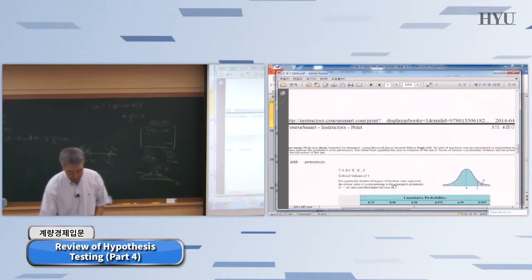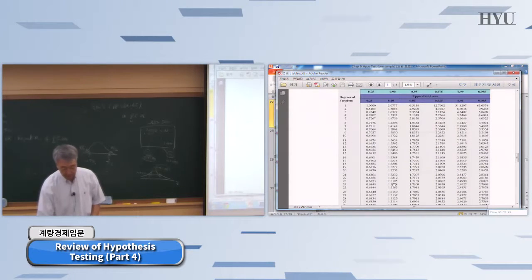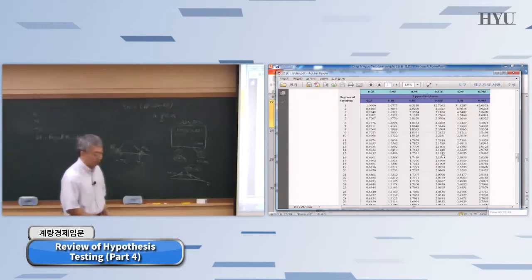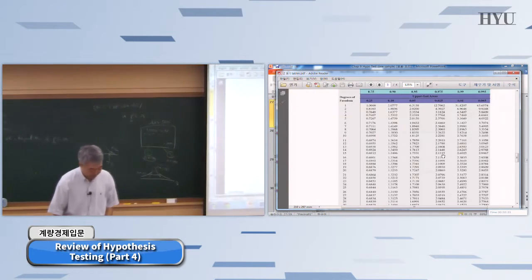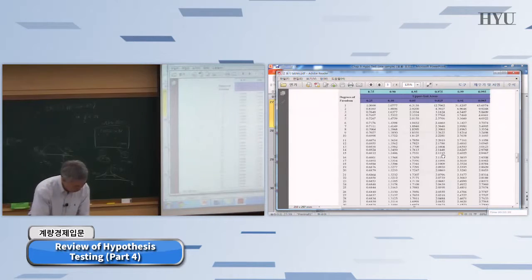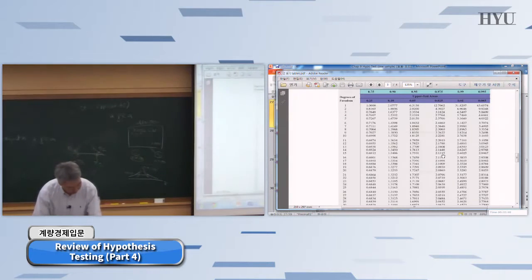We have a t-table here, and the t-table is completely different. These numbers here are degrees of freedom. These numbers here are the size of the area. Okay? And these are the t-scores. Okay? So we have 1.46, right? What was it? Was it 1.46? Yeah, 1.46.